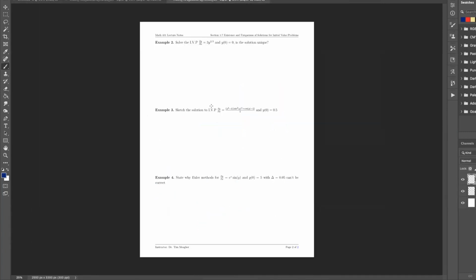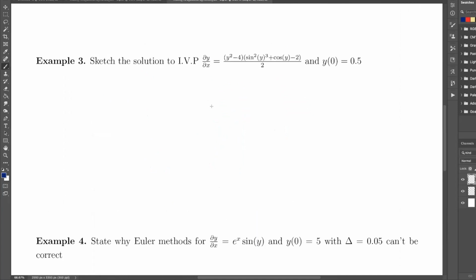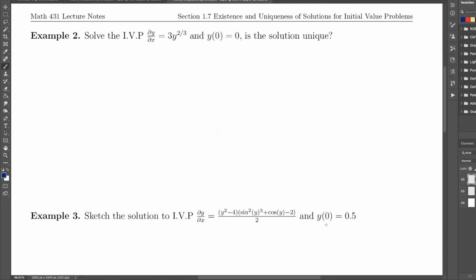All right, so the next one. So let's do this one. Can I solve this? So solve the initial value problem. So let's solve this initial value problem. So here I'm going to have y prime equals 3y to the 2/3. Okay.